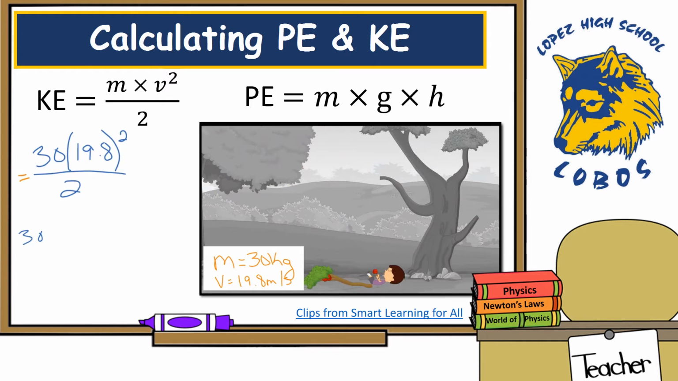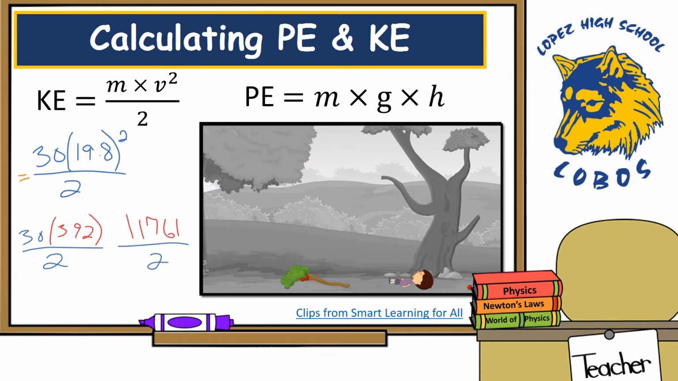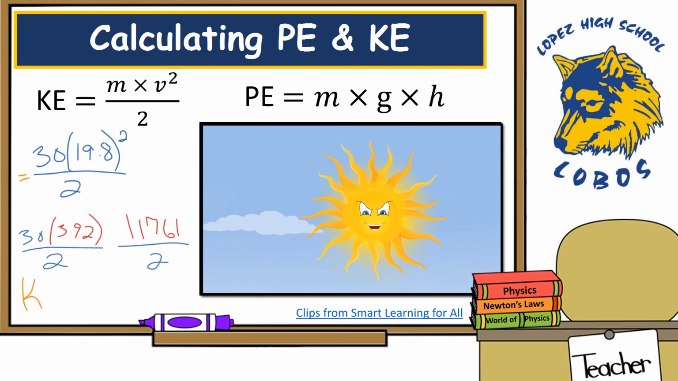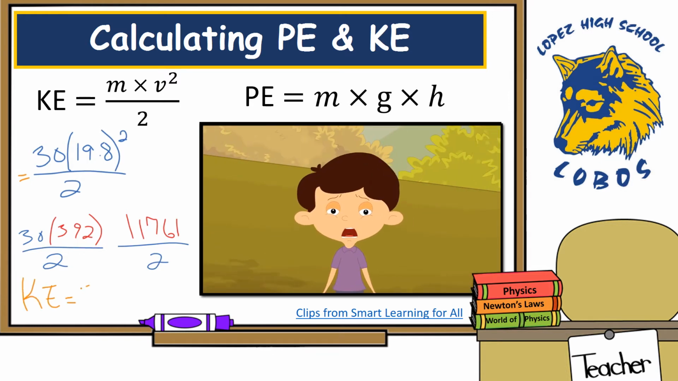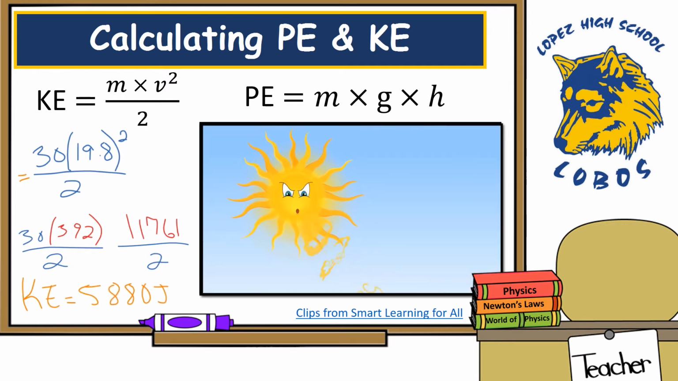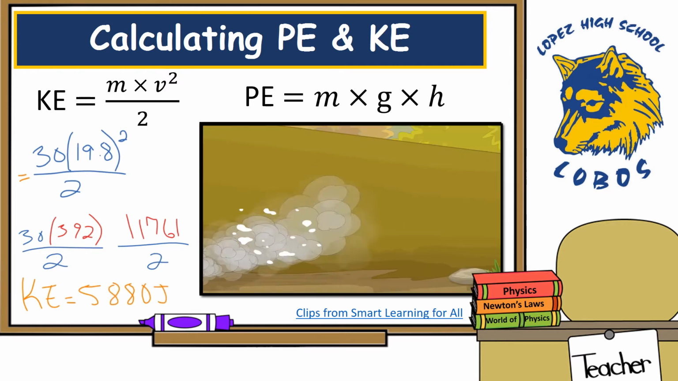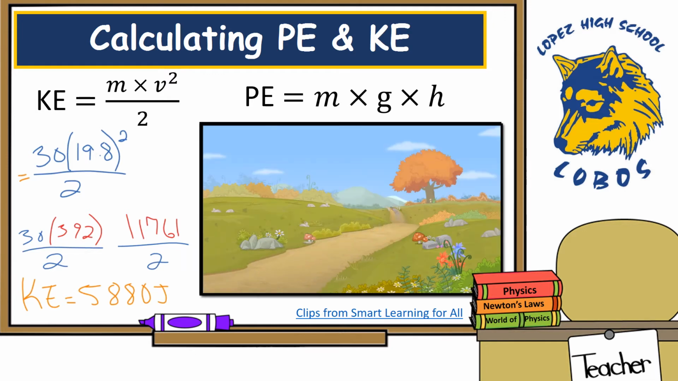First, let's square 19.8. This gives us 392. And we multiply by 30, which gives us 11,761. Then we're going to divide by 2. This ends up giving us 5,880 joules for kinetic energy. Notice that this is the same value that the boy had as his potential energy when he was on top of the tree. And then when he fell, all that potential energy got turned into kinetic energy, thus conserving all the mechanical energy.